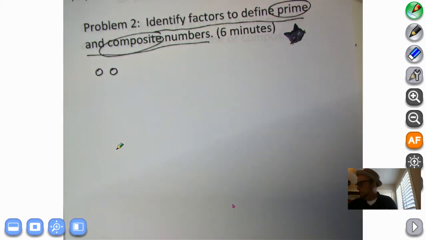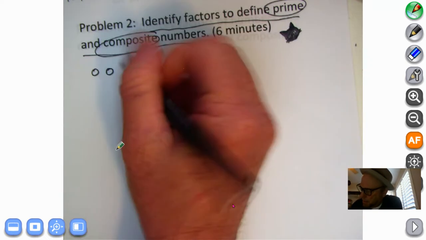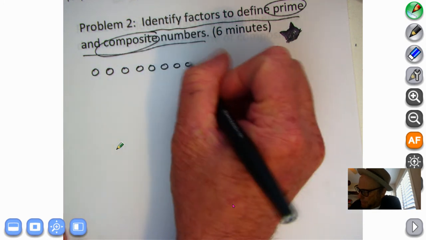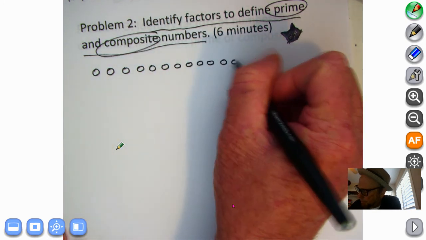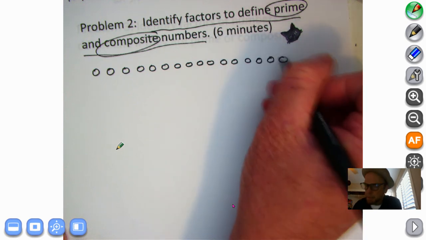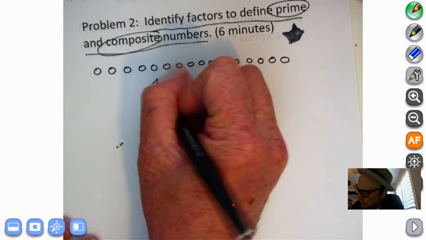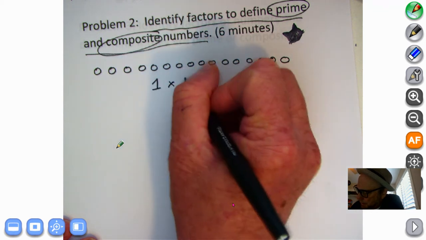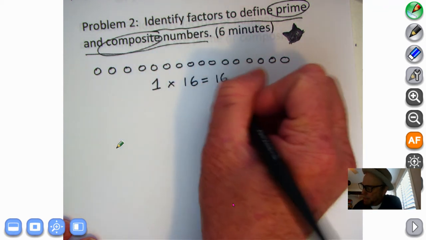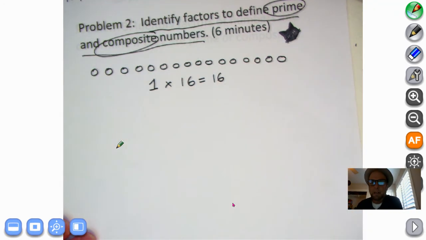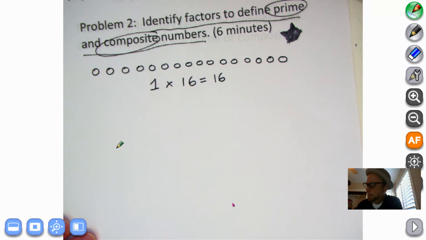All right, so 1, 2, 3, 4, 5, 6, 7, 8, 9, 10, 11, 12, 13, 14, 15, 16. And what does this stand for? Well, it stands for 1 times 16, and that equals 16. And now we know that 1 and 16 are factors of 16. What else can we do?